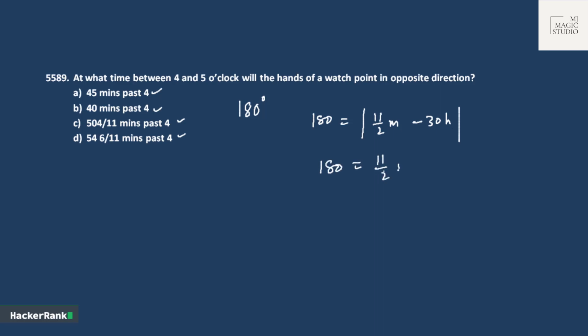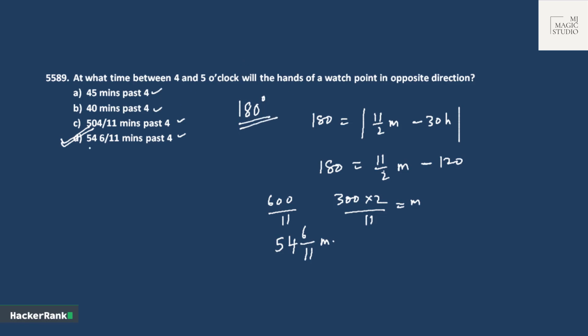180 equals 11 by 2 m minus 120, so 300 into 2 by 11 would be m. That is 600 by 11, which is 54 6 by 11 minutes. So it would be 54 6 by 11 minutes past 4. The angle between the minute hand and the hour hand would be 180 degrees between 4 and 5 o'clock. Option D is the pick.